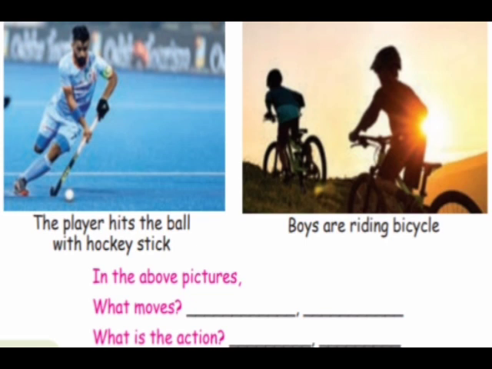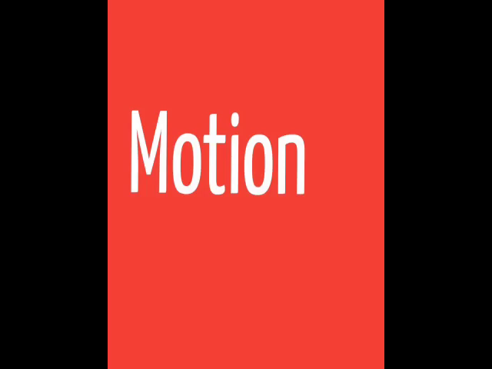Let us look at the pictures to understand movement and action better. Tell me, in the above pictures, what moves? Yes, very good. Ball and the bicycle moves. What is the action? Yes, the player hits the ball with hockey stick. In another picture, boys are riding bicycle. Now we are going to learn about some important definitions which is related to this topic.